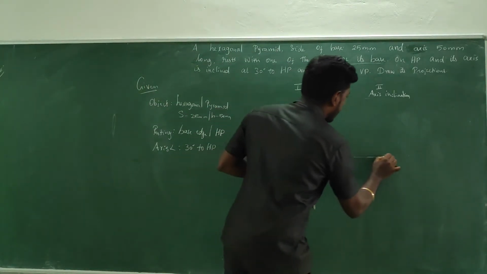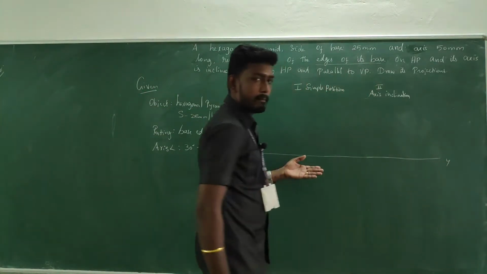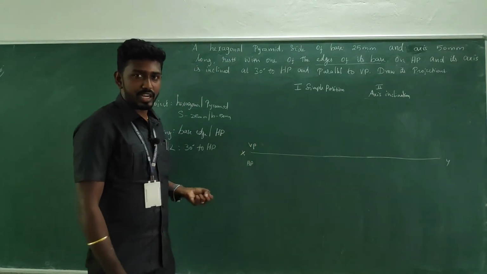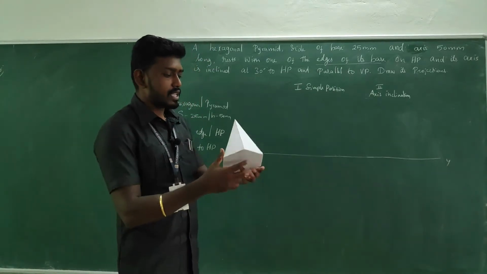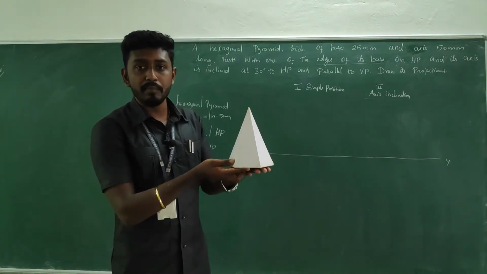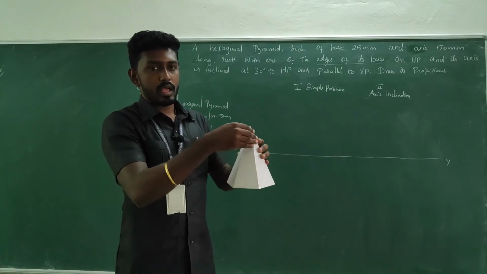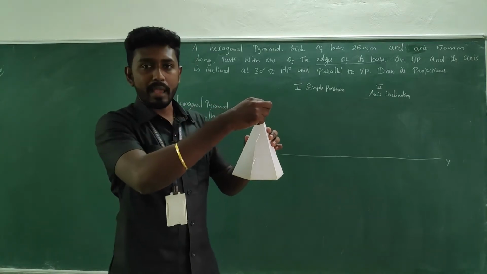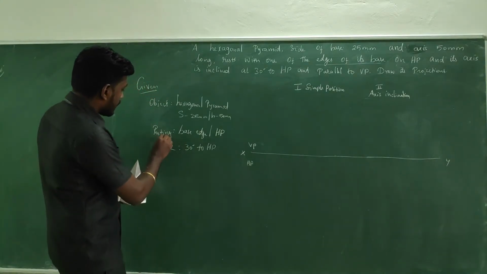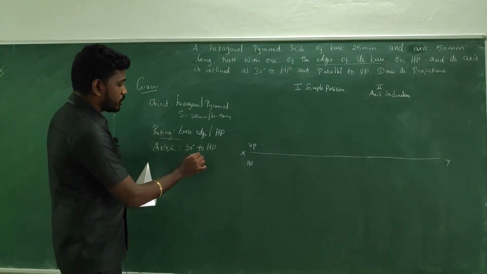Okay, so in order to get this, I'm going to draw the XY line. Above the XY it's VP and below the XY it's HP as per first angle projections. So it's a hexagonal pyramid. A hexagonal pyramid has one base and an apex. This is the apex or vertex. All the triangular faces join at a point, which is called the apex or vertex.